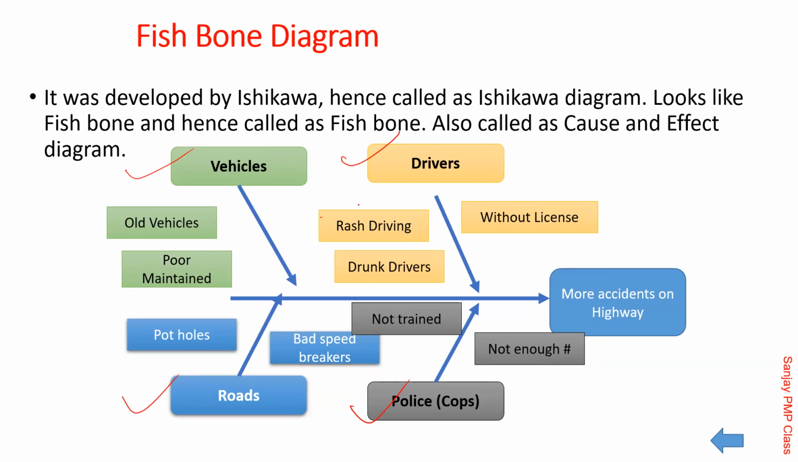And then they have gone ahead and given sub reasons. For example, are the drivers rash drivers? Is it that they are drunk? Are they the ones without licenses? In terms of vehicles, is it because of old vehicles? Is it because vehicles are not old but they are not maintained well? So, sub causes. And then, down the line, go ahead and say it.